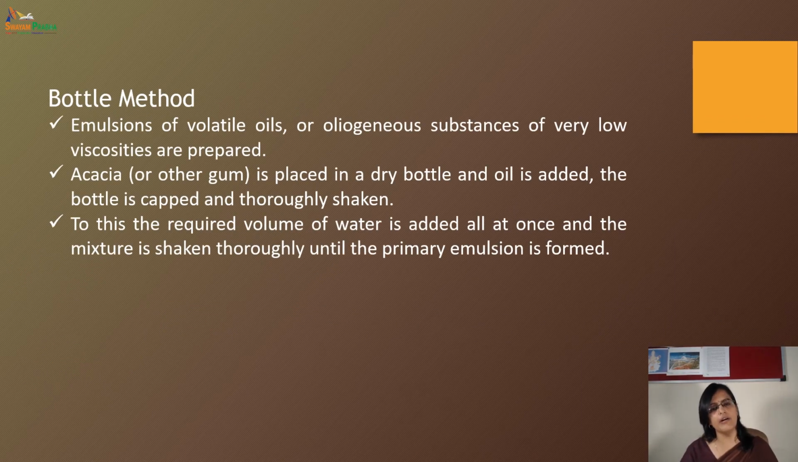Bottle method of formulation of emulsion. Emulsions of volatile oil or oleaginous substances of very low viscosities are prepared. Acacia is placed in a dry bottle and oil is added. The bottle is capped and thoroughly shaken. To this, the desired volume of water is added all at once and the mixture is shaken thoroughly until the primary emulsion is formed. So this way, by using the bottle method, we can prepare emulsion.